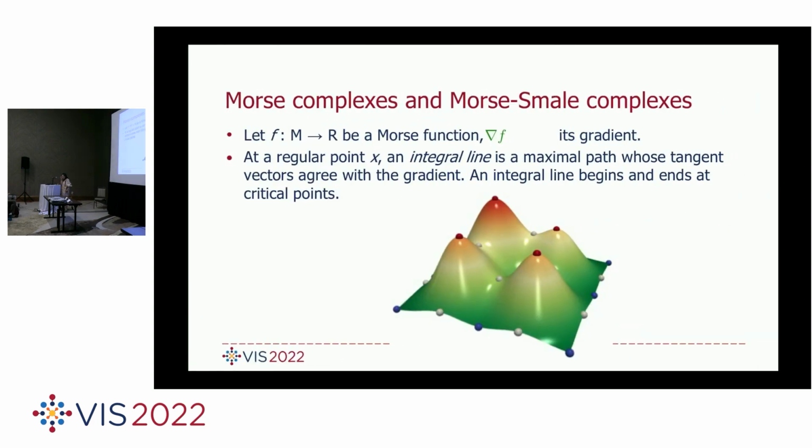And finally, I want to introduce what's called the Morse complex and Morse-Smale complex. In this example, it's a two-dimensional function. We use this to denote its gradient. For every single point in this function, there's what's called an integral line. An integral line is a maximal path whose tangent is aligned with the gradient of the function. So the idea is that we can classify the points based on the gradient behavior.